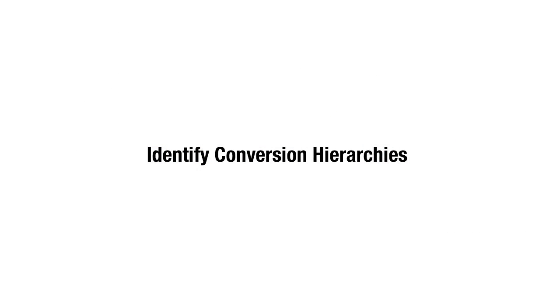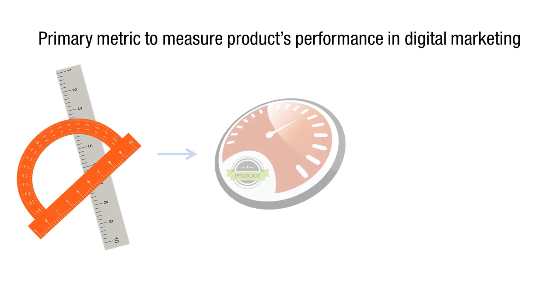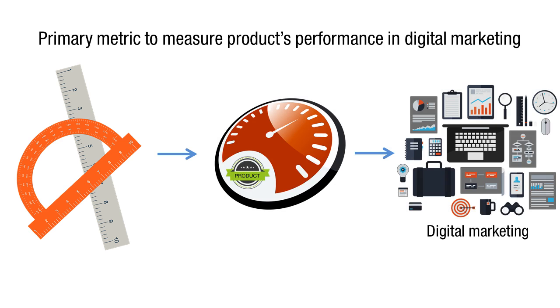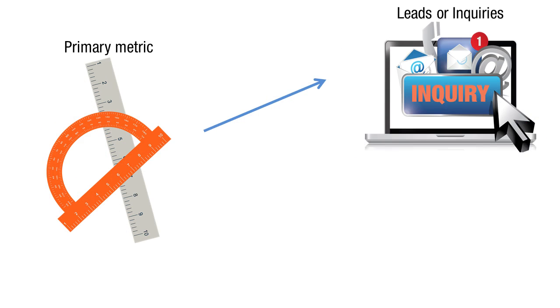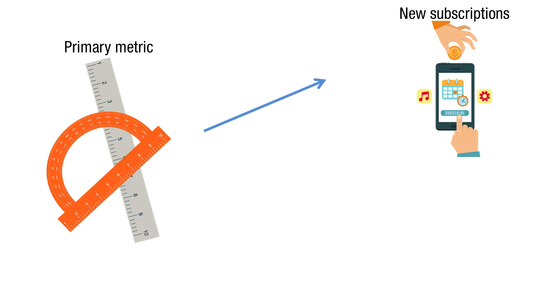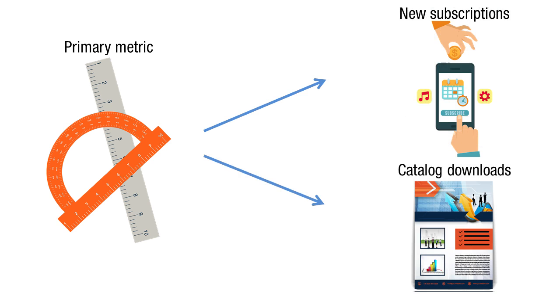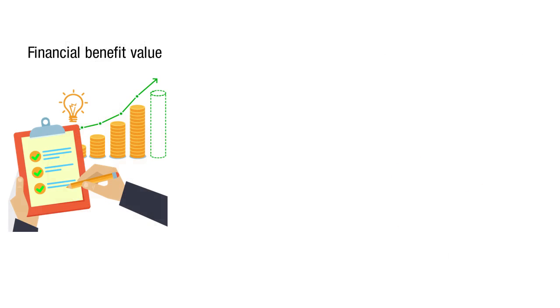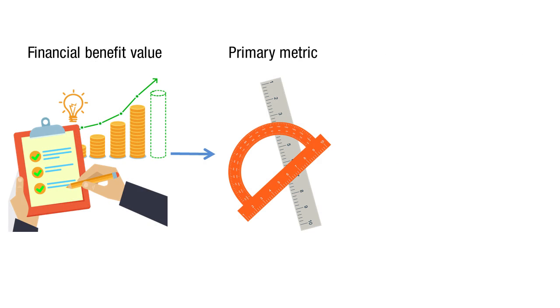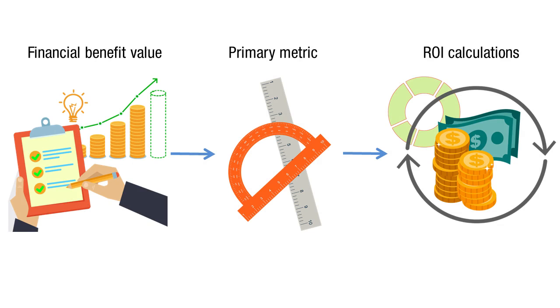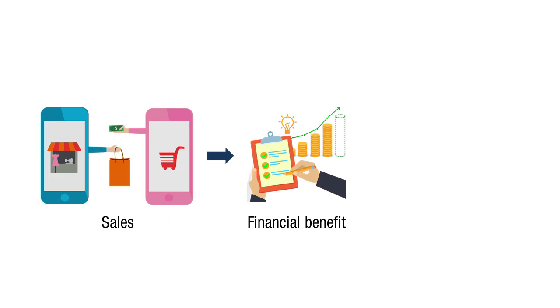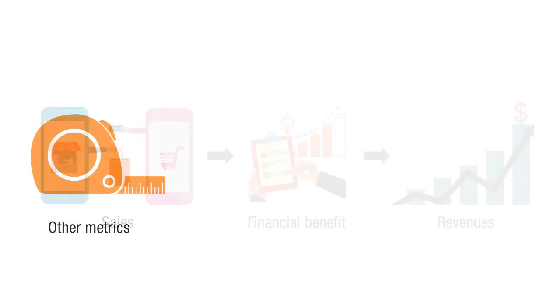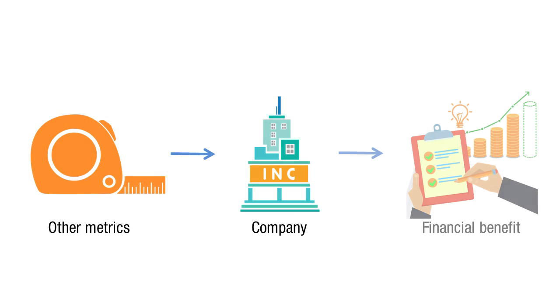Identify conversion hierarchies is our first step. This step starts with the primary metric on which a product's performance in digital marketing is to be measured. Examples of primary metrics are leads or inquiries, sales, new subscriptions, catalog downloads, number of clicks and/or impressions. It's important to assign a financial benefit value to each primary metric to enable ROI calculations. For sales, the financial benefit is straightforward, revenues. For other metrics, a company must estimate the financial benefit.